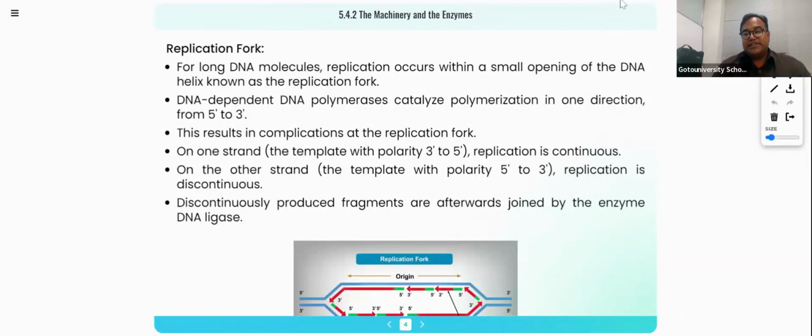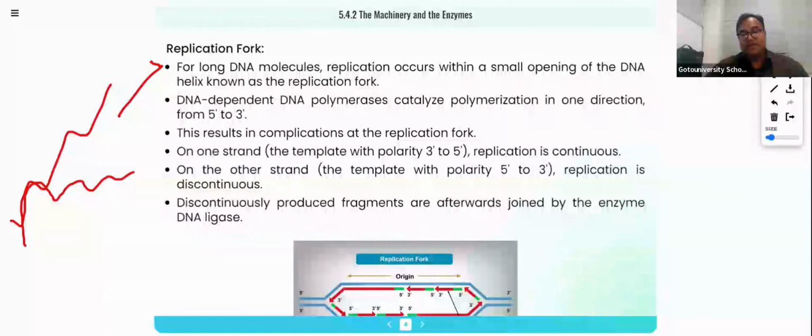When the double-stranded DNA is getting unwound, you get the replication fork in this way. By using this replication fork, new DNA is synthesized. The light color denotes the daughter DNA strand.